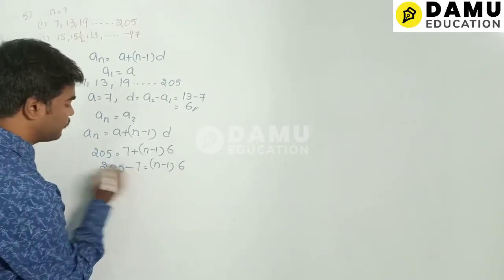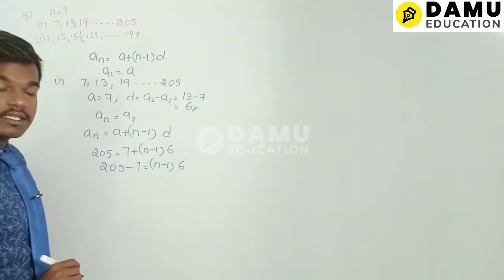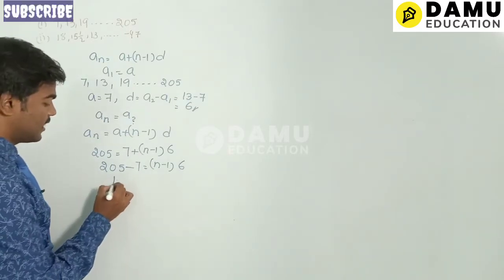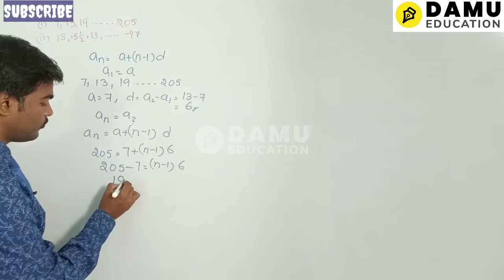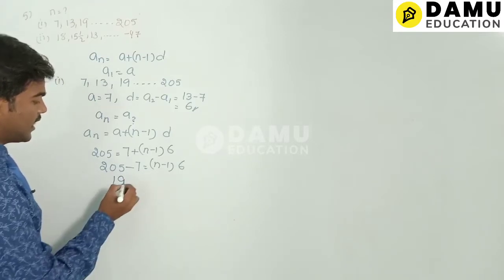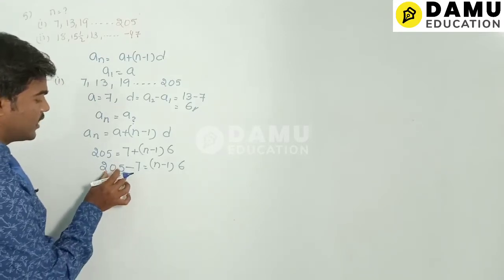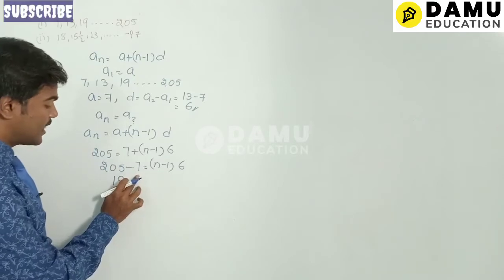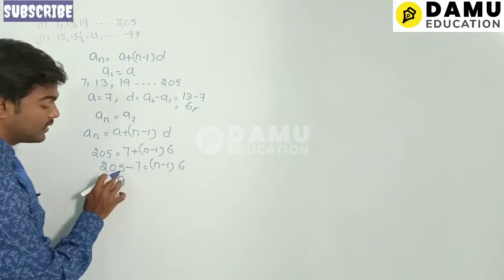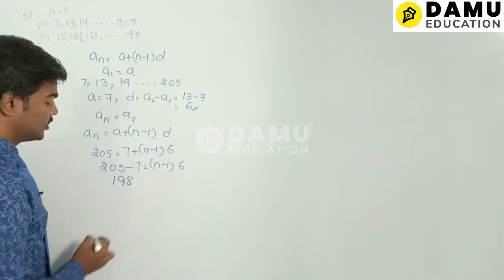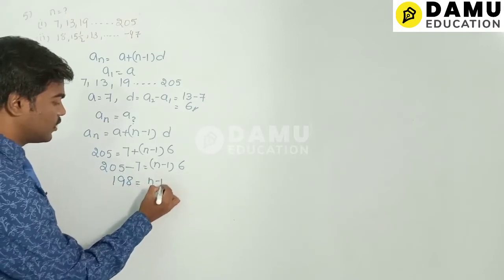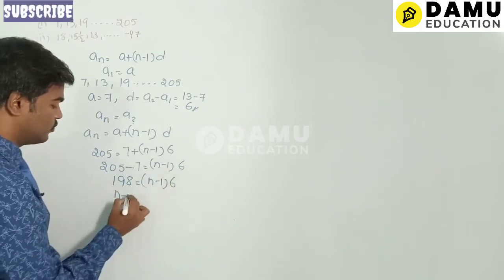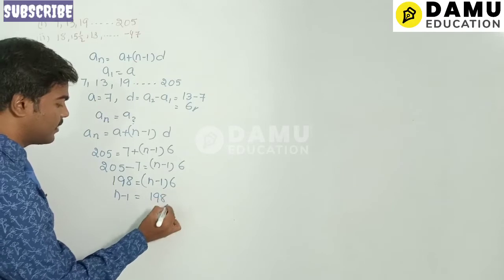So 205 minus 7: 200 minus 7 will be 193, 193 plus 5 is 198. So that is the value, n minus 1 into 6. So n minus 1 will be equal to 198 by 6.